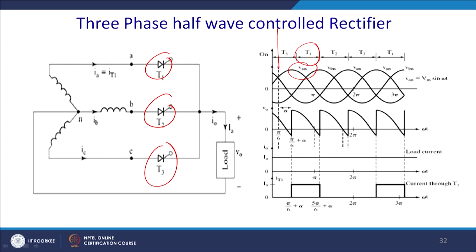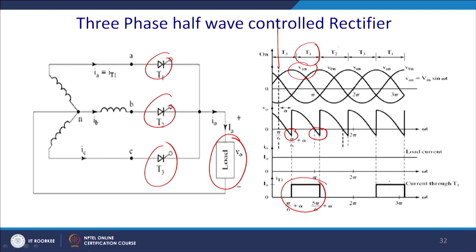Thereafter, when you see that the most positive phase is phase B, then T2 is required to be conducted. So, each thyristor will conduct for a period of 120 degree, and this will be the profile of the load voltage. We assume that this load is an RL type of load, so the negative portion of the load voltage will come into the picture, and since the load current is assumed to be constant, the input current will be given like this.